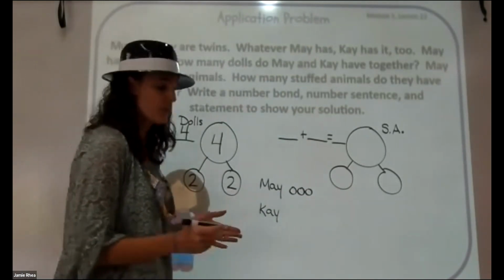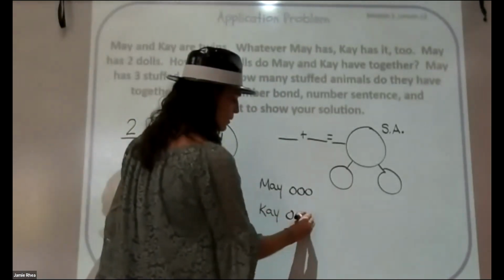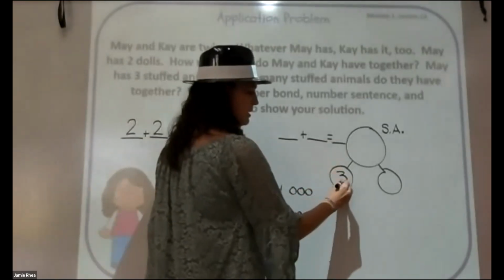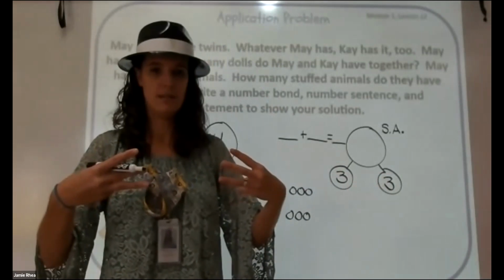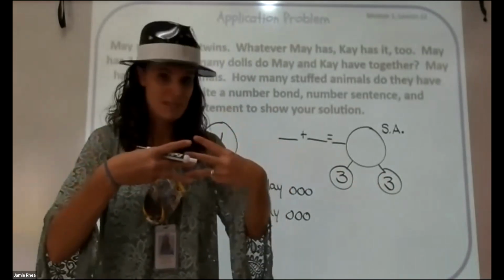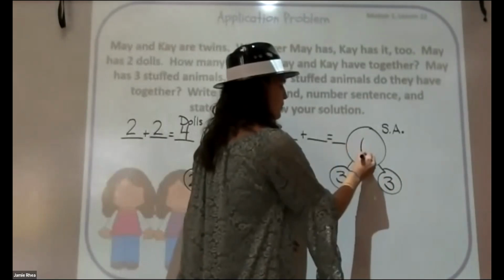Right, she's going to have 3 also. So 1, 2, 3. So if May has 3, K has 3. What's 3 and 3? Together it makes 6. That's our double. 3 and 3 make 6.